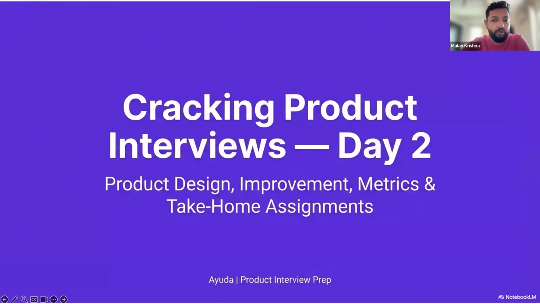Now, today, what we're going to do is work on day two, where we're going to talk about some important kinds of questions. We're going to talk about product design, metrics, and then take-home assignments, right? Those are the three things that you get. So, in the next 1 hour, the idea is to ensure that you can reach a place where we can look at all of this, right?